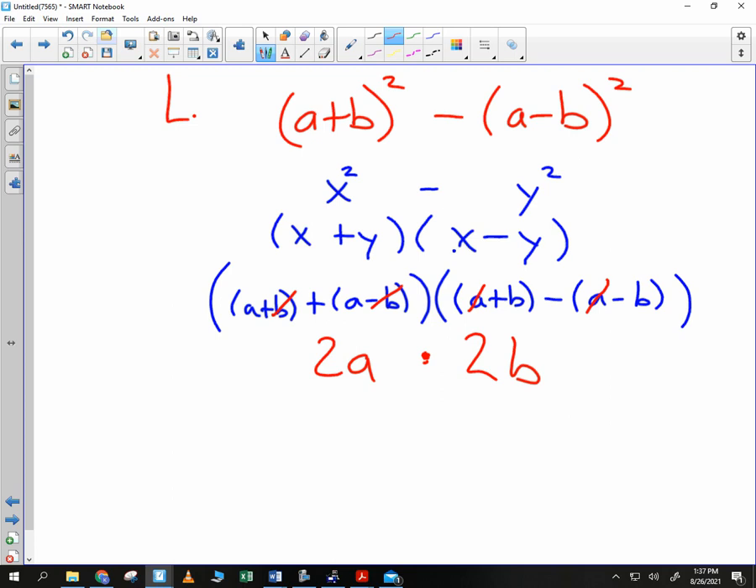Why is it an a squared? We need it on one line. Excellent. So x plus x is 2x. X times x is x squared. Excellent question. So now you have 2a times 2b is 4ab.